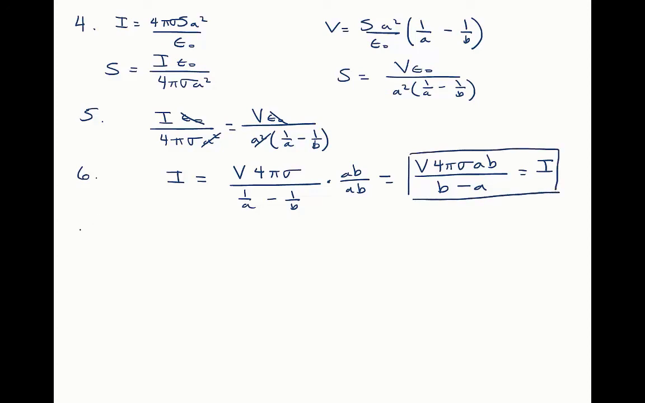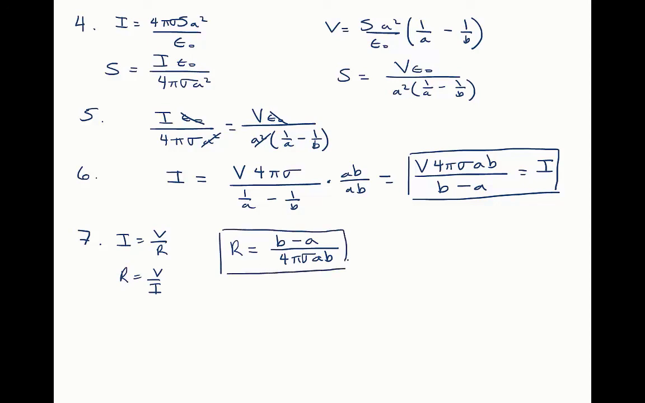Then we'll do step 7. Well, I equals v over r. R equals v over I, which tells us then that r should equal b minus a over 4 pi sigma ab. Okay, there's our resistance. Does our resistance make sense? Well, conductivity is in the denominator. That's always a good sign. It says the resistance gets bigger when b and a are farther apart. That makes sense.